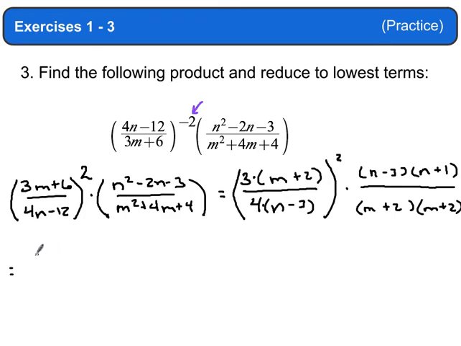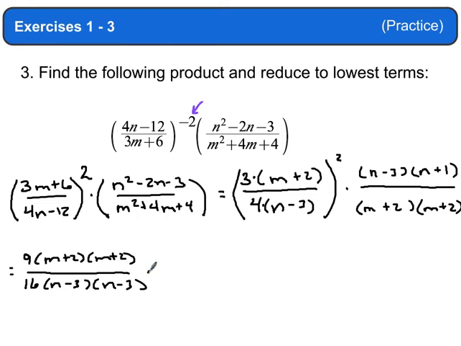So now I end up with 3 squared, which is 9. I end up with 2 m plus 2's. 4 squared is 16. And I end up with 2 n minus 3's. That is multiplied to n minus 3 times n plus 1 over m plus 2 m plus 2.